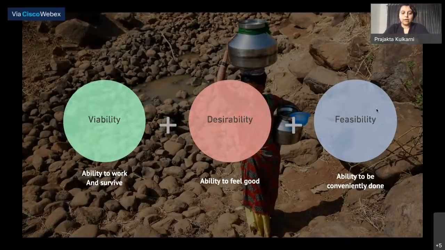Right, to just revise what we are talking about: viability, desirability, and feasibility. Viability is the ability to work and survive, which is very important. Feasibility is the ability to be conveniently done. This is something important even for production or even for your affordance. And desirability is something that has the ability to feel good. So the reason why it is round, shiny, has a beautiful handle to hold is because it is desirable.